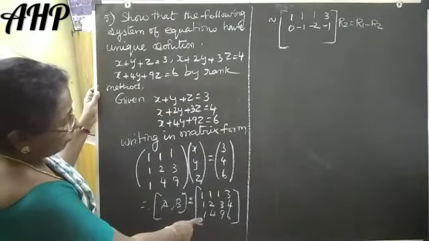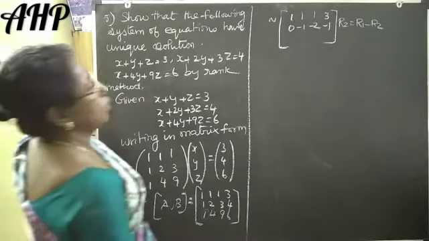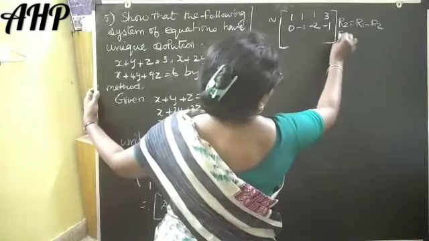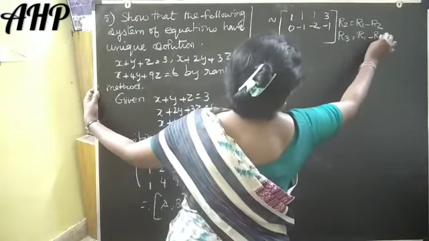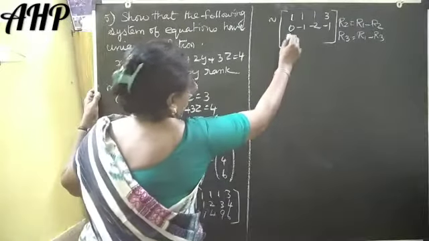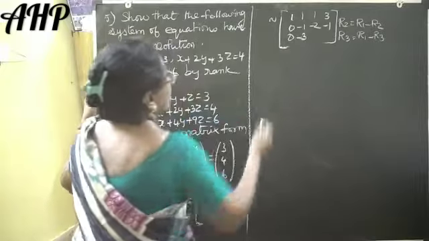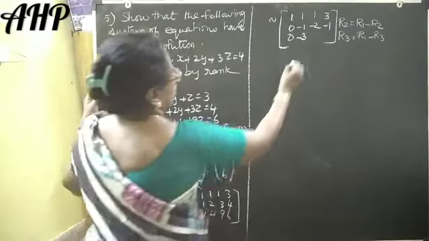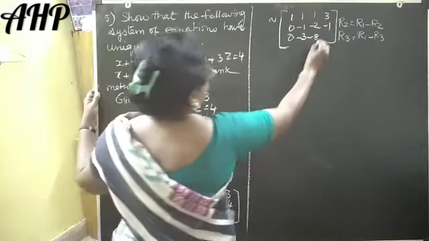The same way, to make the first element of the third row to be 0, R3 is equal to R1 minus R3. So 1 minus 1 is equal to 0. 1 minus 4 is equal to minus 3. 1 minus 9 is equal to minus 8. 3 minus 6 is equal to minus 3.